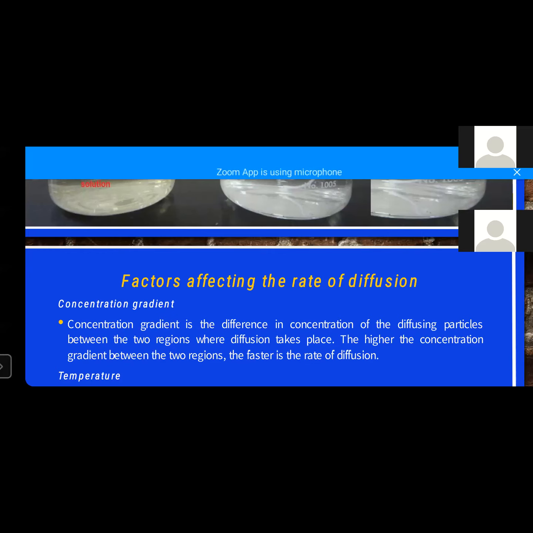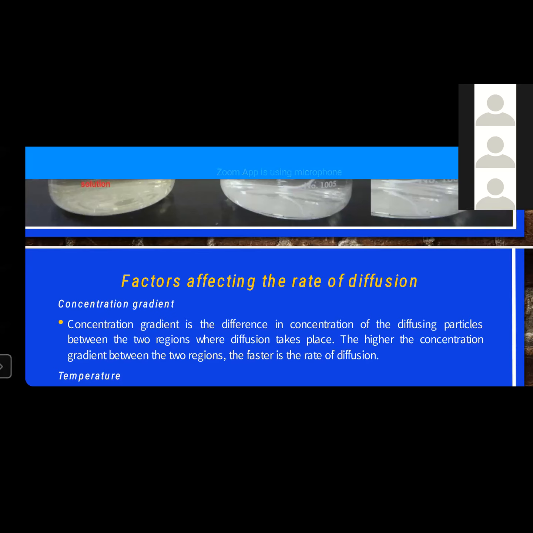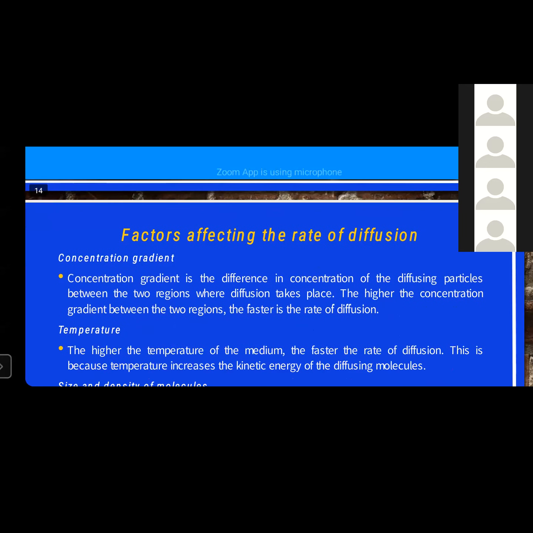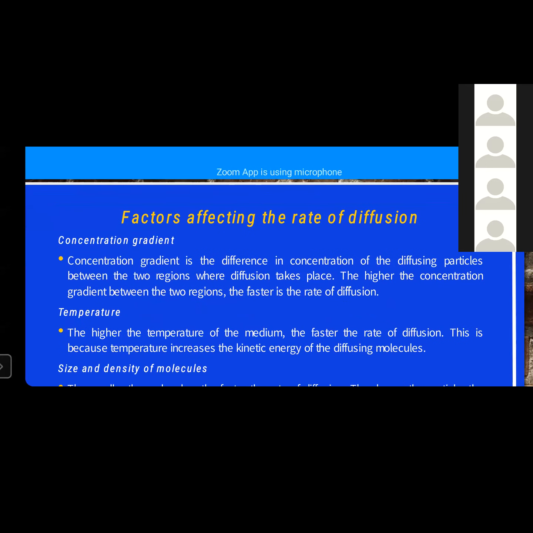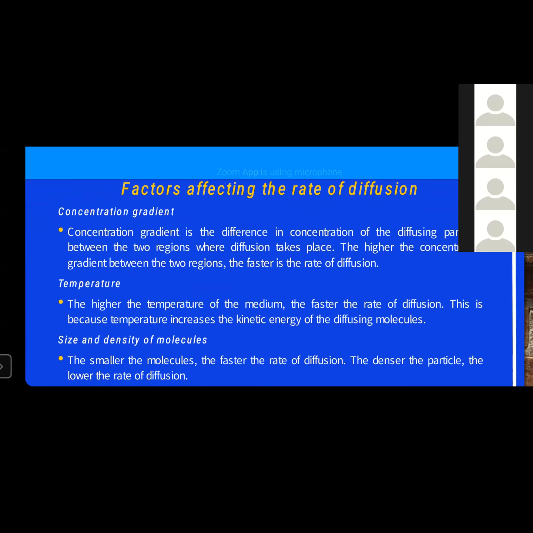Why does it increase? What does temperature do to the particles? Increases the kinetic energy. Yes, that is the answer. It increases the kinetic energy of the diffusing particles. Diffusion is the movement, and this kinetic energy is important for the movement of those particles. So an increase in the temperature increases the rate of diffusion. It provides the kinetic energy, which is necessary for the diffusing particles.